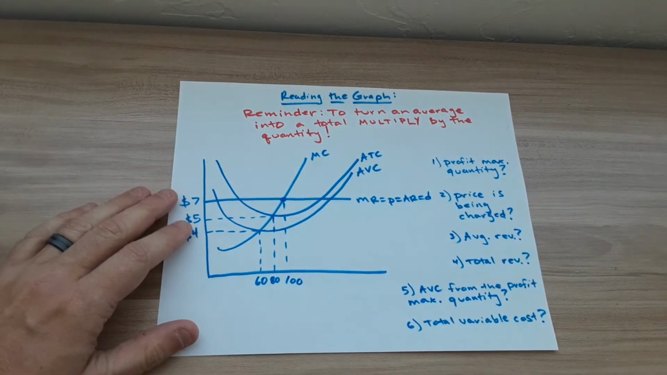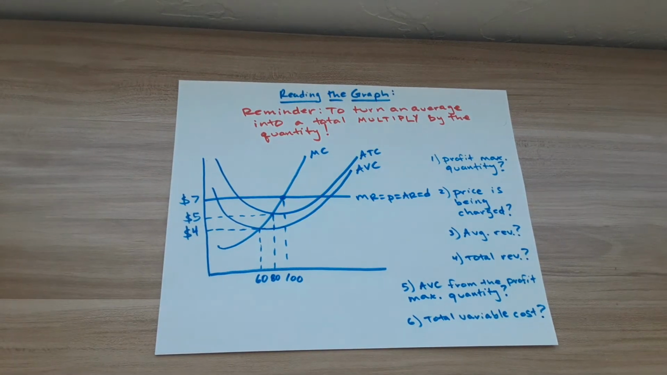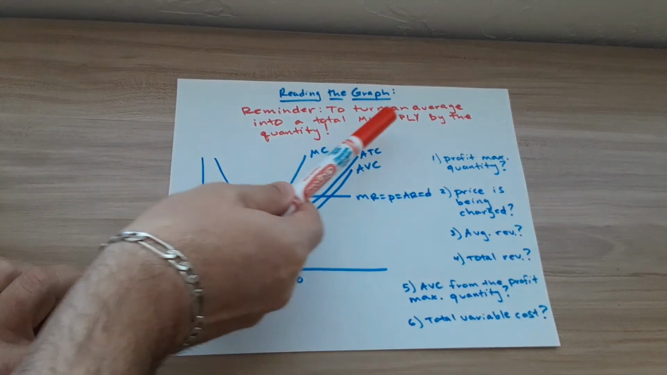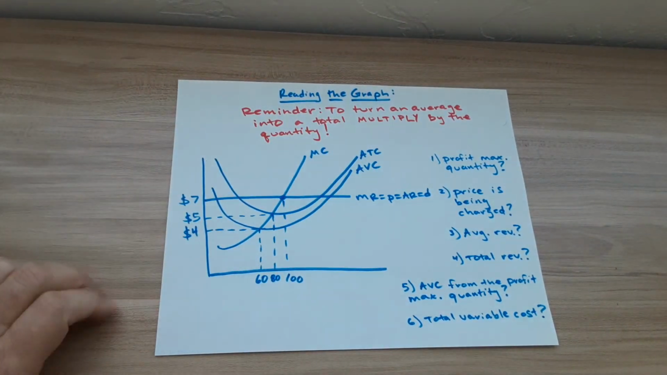Now, let's turn to reading the graph. Here's a type of question that the College Board likes to ask, and this is no more difficult than something we'd look at in geometry or an algebra class. Okay, quick reminder before we start. To turn an average into a total, you want to multiply by the quantity. So here it is again.